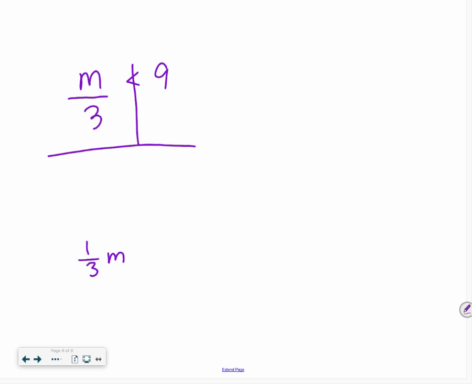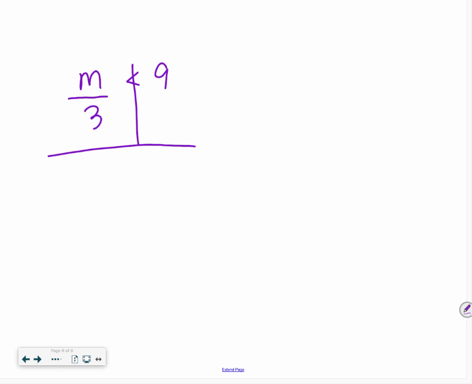Alright, I actually want to do one more, I think. Let's say I have m over 3 is less than 9. If I want to solve that, I just realized I didn't practice any where it was a variable over a number, and sometimes that can be a little tricky. So this is the same as m divided by 3, or the same as 1/3 m. Okay? These are the same.